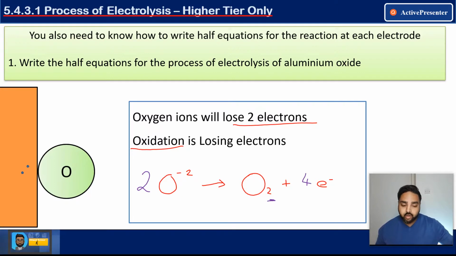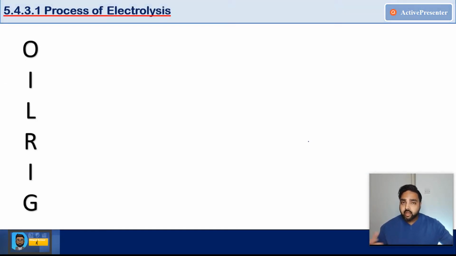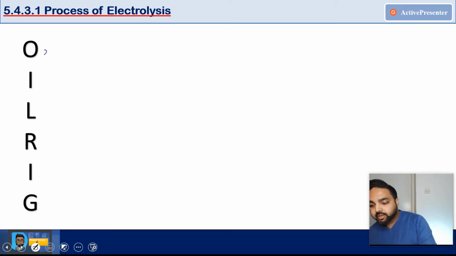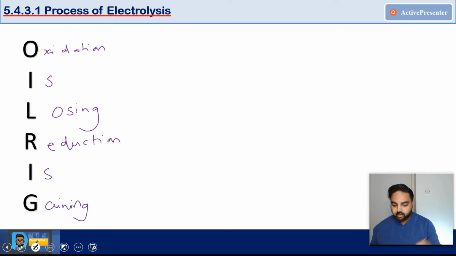Now, the last thing I want to leave you with is those 2 words, oxidation and reduction. The way to remember which one's losing electrons and which one's gaining electrons is the word OIL RIG. Oxidation is losing, reduction is gaining. Okay, so that's a quick and easy way, and it's a very common way of remembering which one is which.